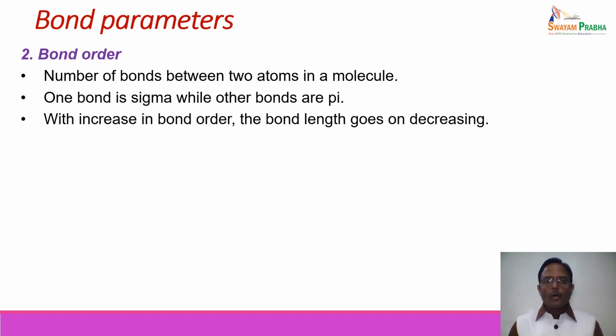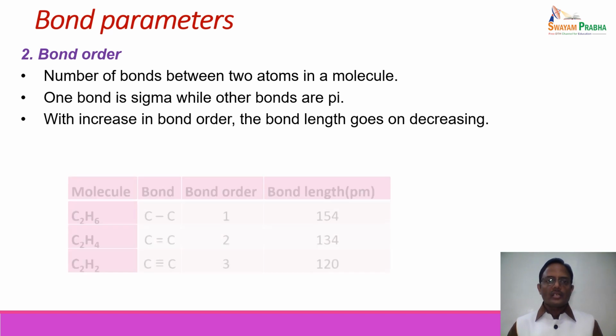With increase in bond order, it means that the number of bonds is increasing, and if the number of bonds is more, there is more force of attraction, and as a result the atoms approach to a closer extent, and hence the bond length goes on decreasing with increase in bond order.